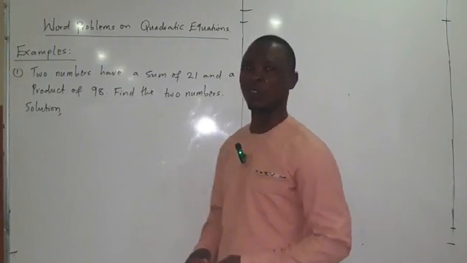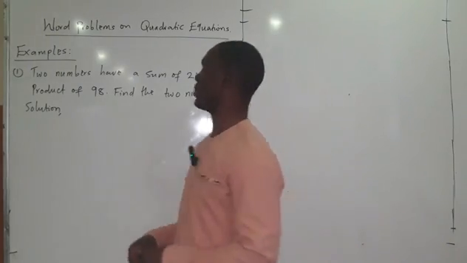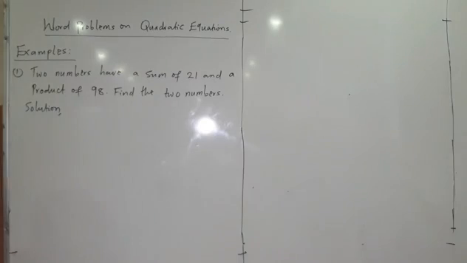In today's class, we are going to be looking at word problems on quadratic equations, which is one of the applications of equations. The example under this topic is example 1: two numbers have a sum of 21 and a product of 98. Find the two numbers.